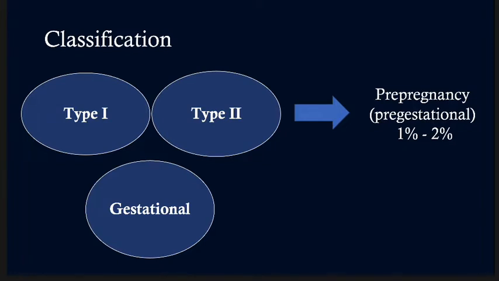Pre-pregnancy or pre-gestational diabetes mellitus is type 1 and type 2, where the patients start in the first trimester with already known disease and with medications that are well established. And this is a minority of the diabetic population that we see during pregnancy. However, the bulk of diabetic disease that we encounter is gestational, or the diabetic disease that develops usually at second or third trimester of pregnancy.